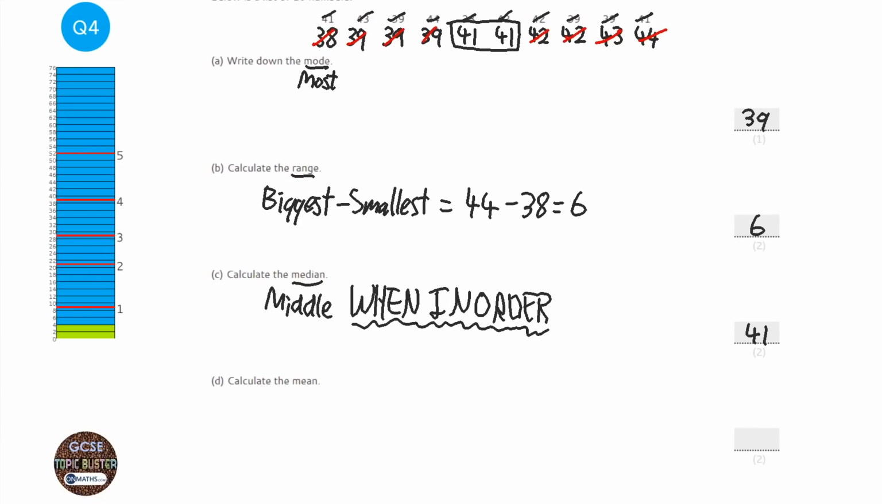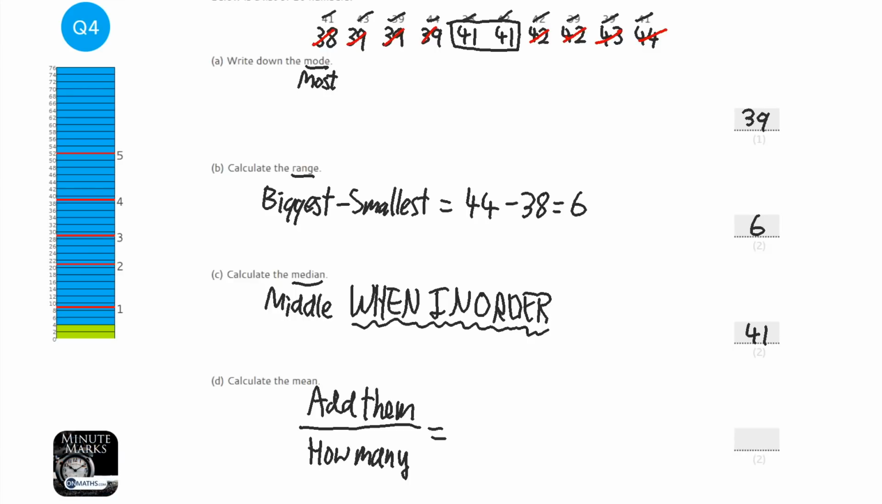Now, the mean, a lot of people call it the mean one. You add them all together and divide it by how many? So I'm going to do this in my calculator. I'm going to do 38 plus 39 plus 39 plus 39 plus 41 plus 41 plus 42 plus 42 plus 43 plus 44. Hopefully I've got the right answer of 408.